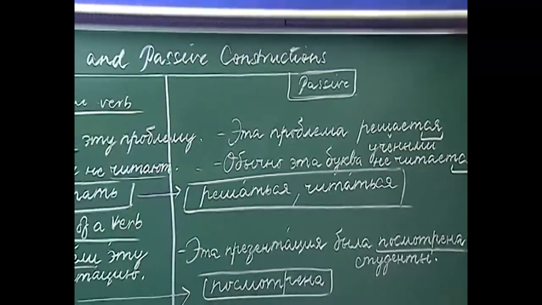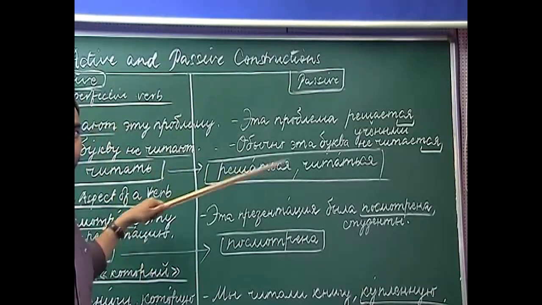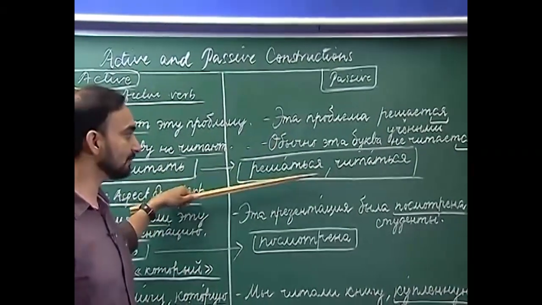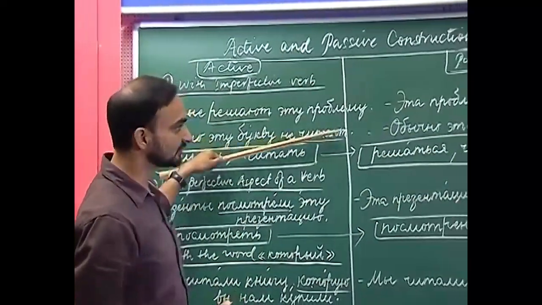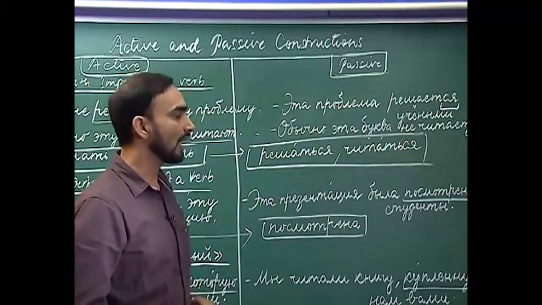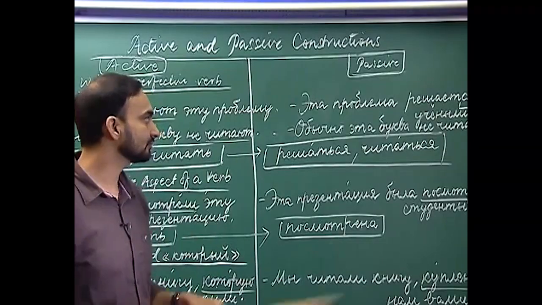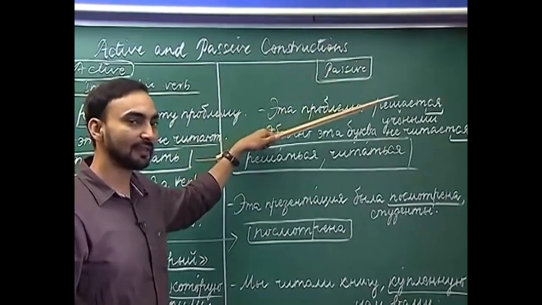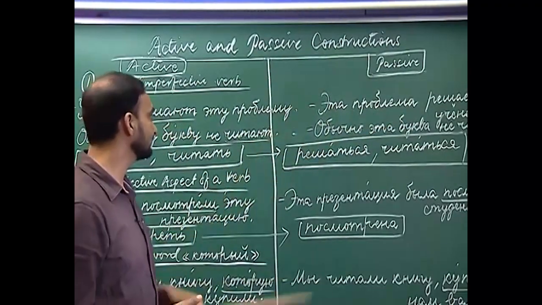So, rishayut will change into rishatsa. So, rishats, rishatsa. This is the reflexive verb from the verb rishats. Similarly, from the verb chitaj, chitatsa, and now you can use them in the passive construction. And how do we change the active construction into passive? We bring the object first.